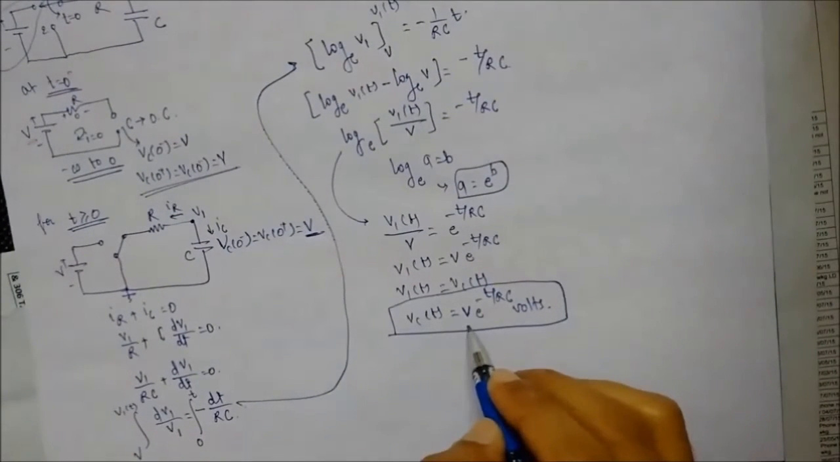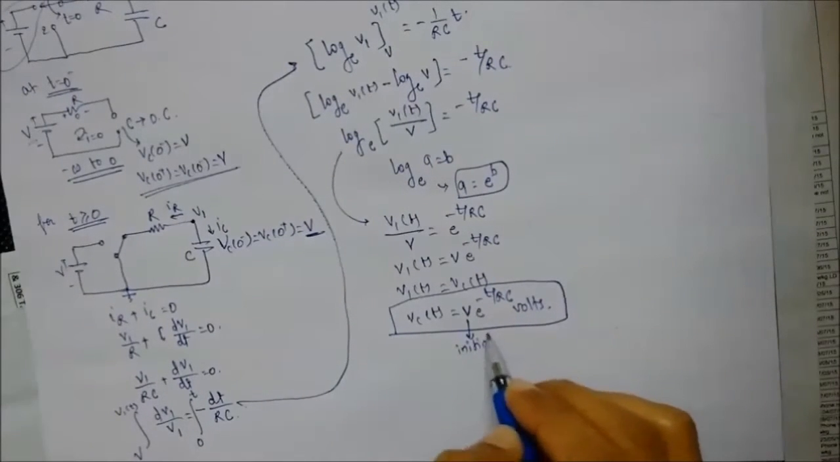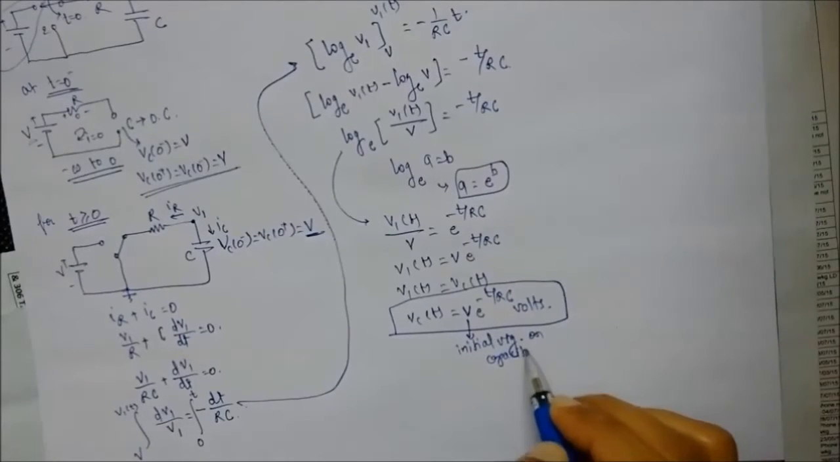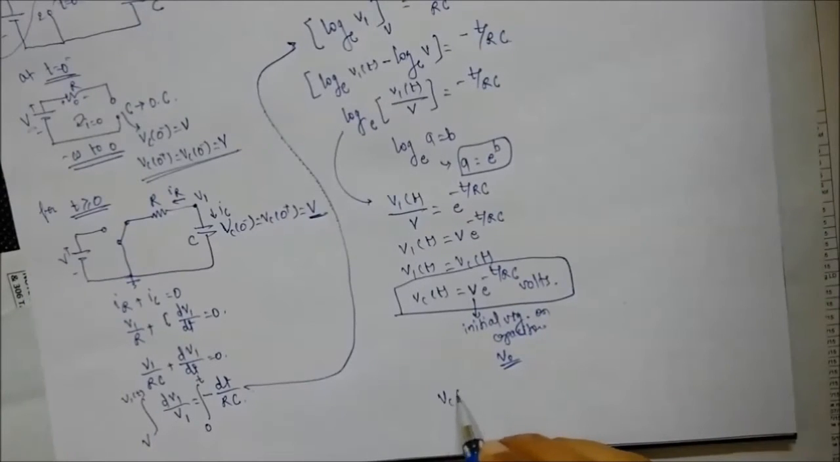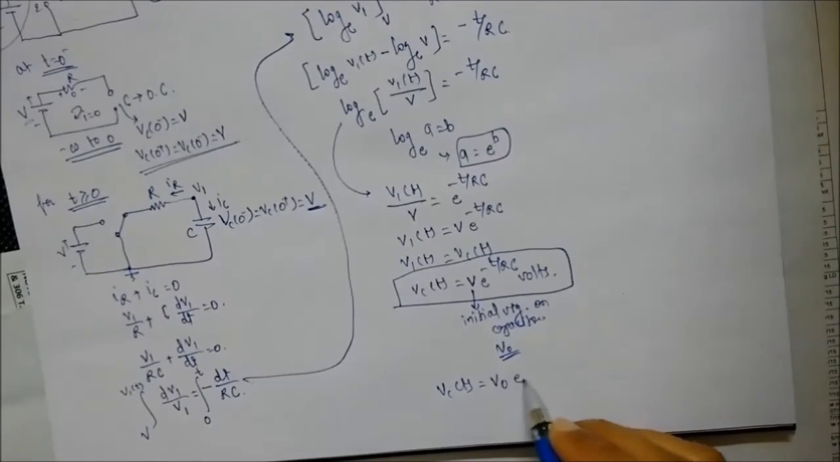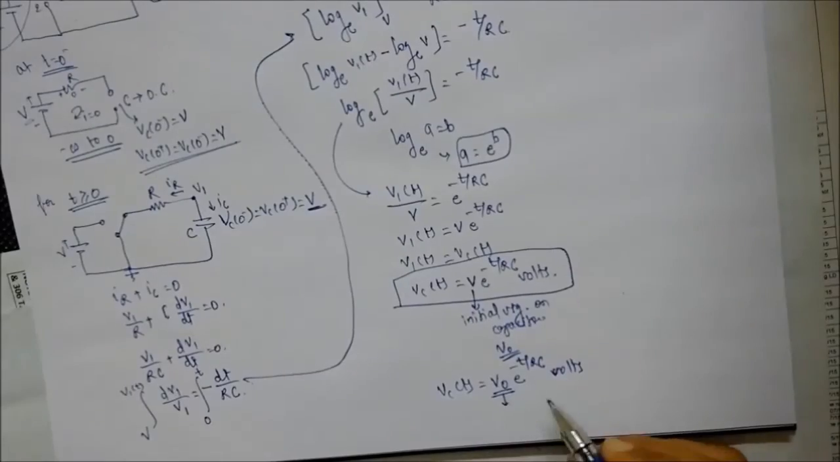Now in this case, what is the V? It is the initial voltage present on the capacitor, hence we can also represent it as V0. So in generalized form we write that VC(t) is equal to V0 e to the power minus t upon RC volts, and V0 is the initial voltage.